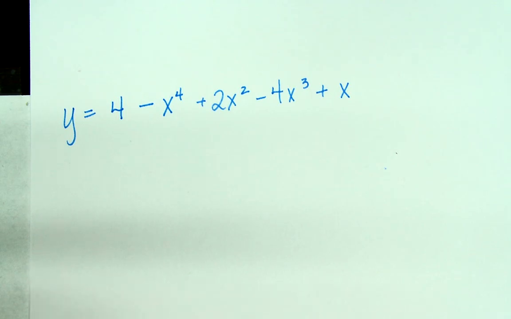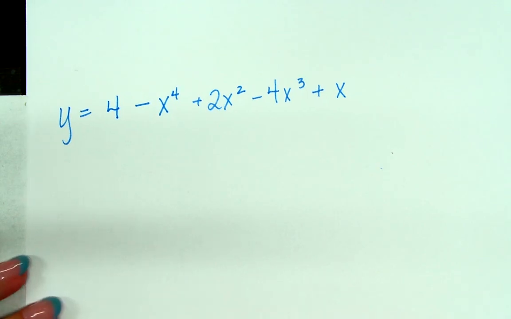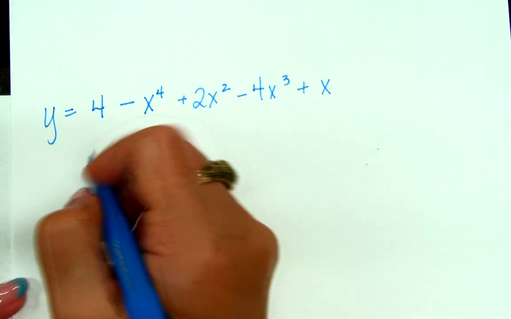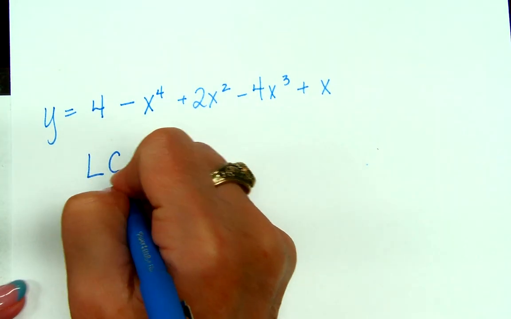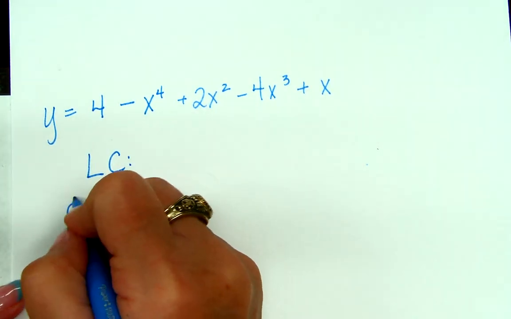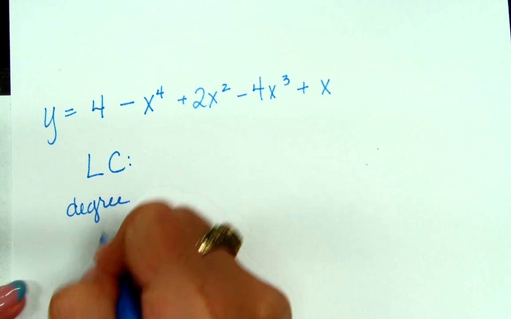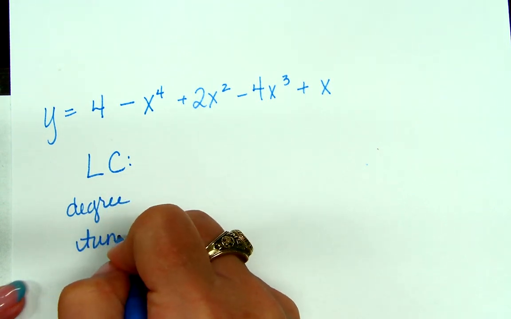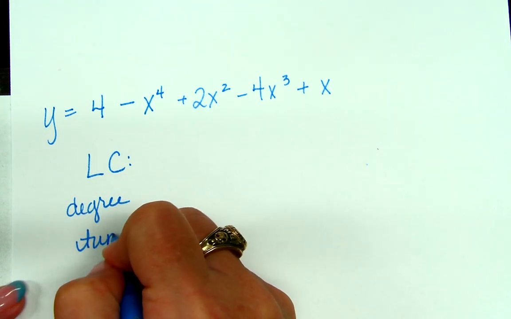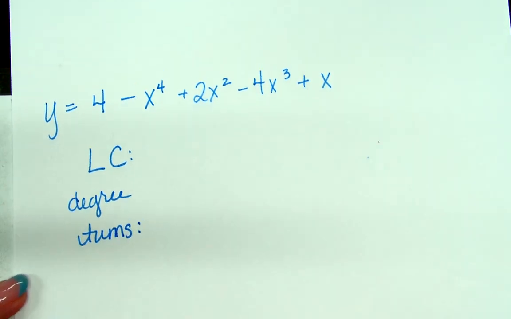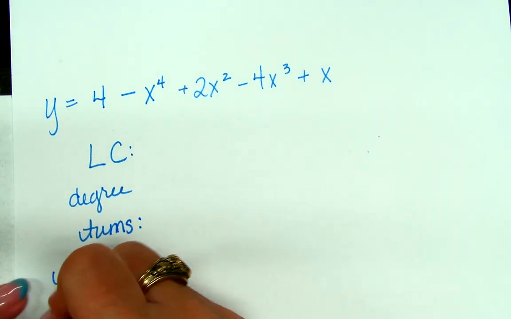So we just cry and stop? Is that what happens? No? Okay. You're going to be asked for the leading coefficient. You're going to be asked for the degree. You're going to be asked for the number of turns, and you're going to be asked for the end behavior.